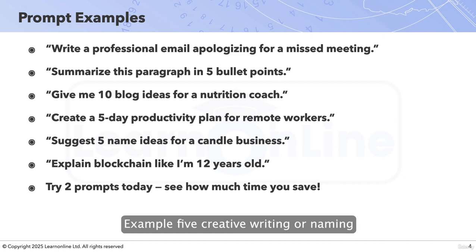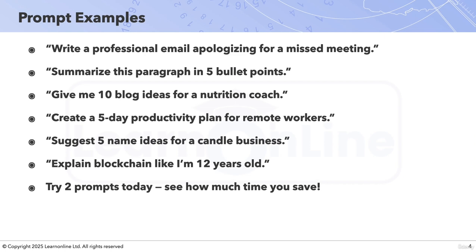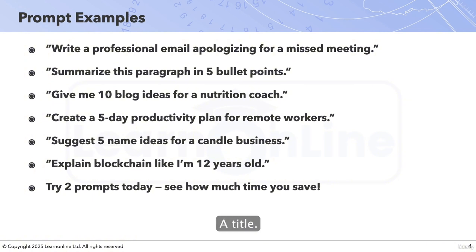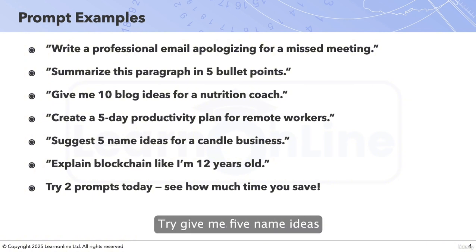Example 5. Creative writing or naming. Need a name for your business? A tagline? A title? Try, "Give me 5 name ideas for a minimalist jewelry brand targeting Gen Z." "Write a product description for a luxury candle with a relaxing scent." "Suggest a catchy title for an ebook about mindful eating." ChatGPT is a powerhouse for copywriting if you give it the right direction.